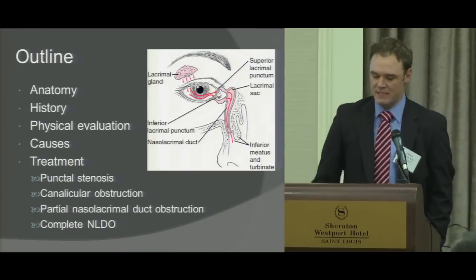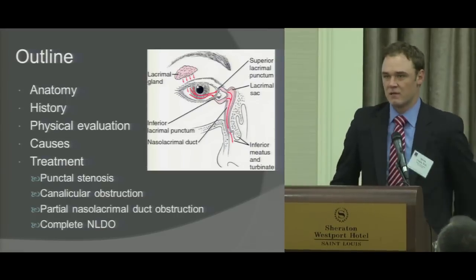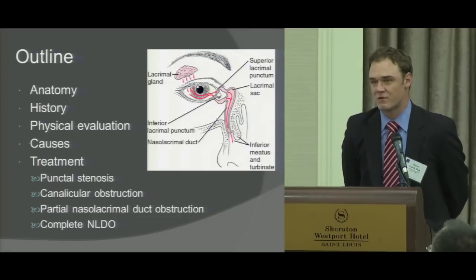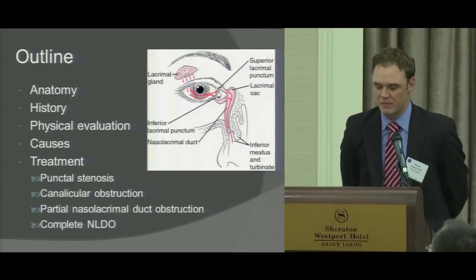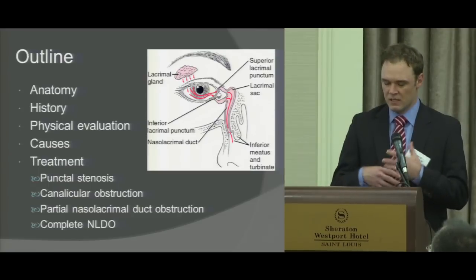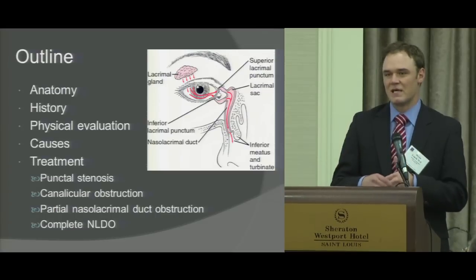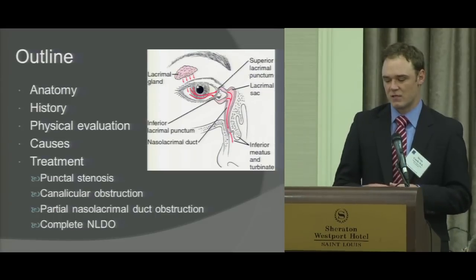We're going to talk about the anatomy, the history, how we evaluate tearing, causes for tearing, especially in this setting, and then the treatment. The treatment comes in kind of 4 major forms. It can either be troubles at certain ends of the tear duct, or it can be troubles in the actual plumbing or the tubing within the tear duct.